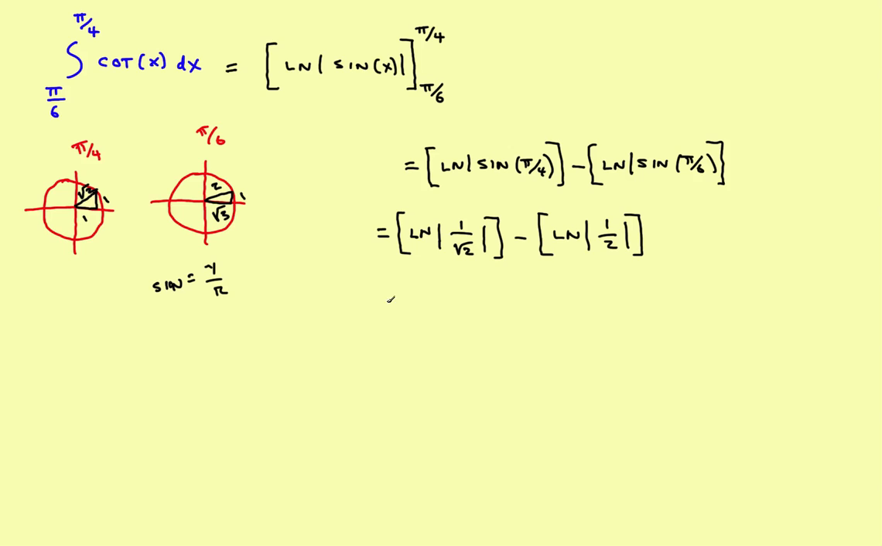And then I can go ahead and get rid of the brackets here. So this will turn into the natural log of the absolute value of 1 over square root of 2, minus the natural log of 1/2.